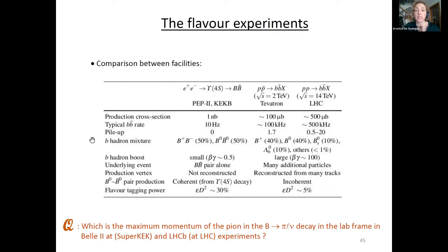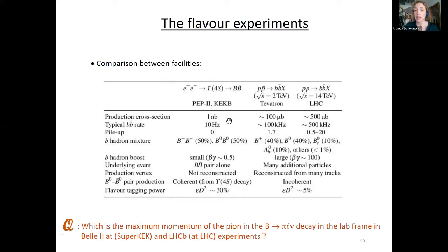The pileup, I don't know if you are familiar, but the people working on CMS will know, it is just when you are not able to separate the different events because you have too many primary vertexes.